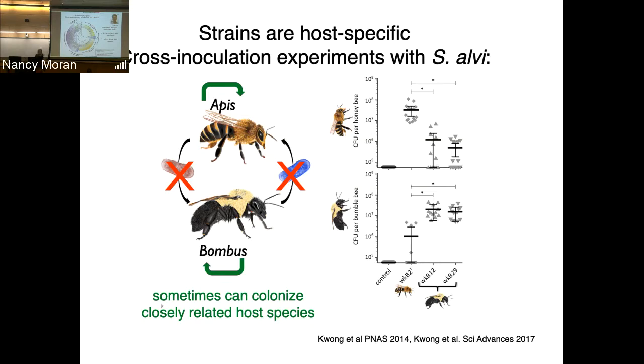Here's a phylogeny with a lot of the isolate genomes that we have available, 130 isolate genomes, some of them from bumblebees, some from honeybees, some from the Asian honeybees. All this yellow is from the Western honeybee, so it's by far the best sampled host species.